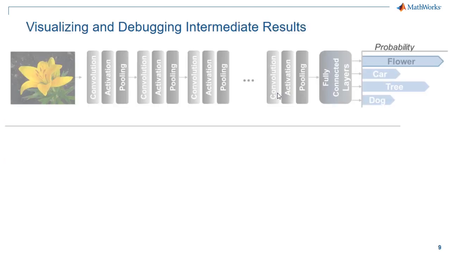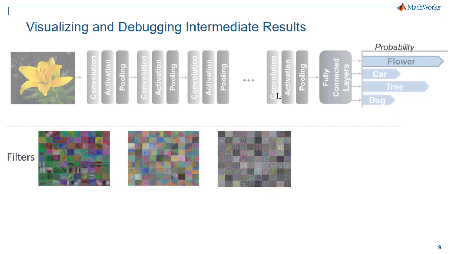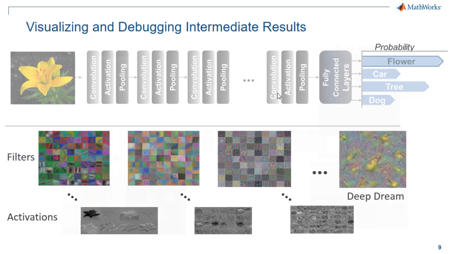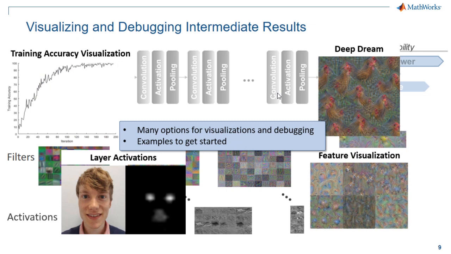And of course, with MATLAB users, one of the biggest advantages that people talk about is the fact that there are many, many different visualization and debugging tools available for you to take a look at. And this is true when you work with deep learning networks. So we have tools that help you to take a look at filters, your activations, deep dream, and there are many other tools to help you to visualize and debug the deep learning networks as you work on it.